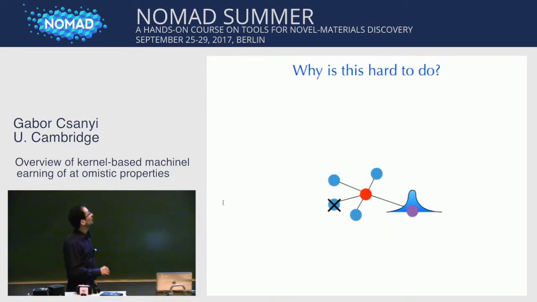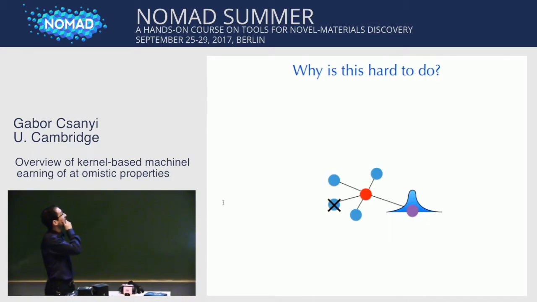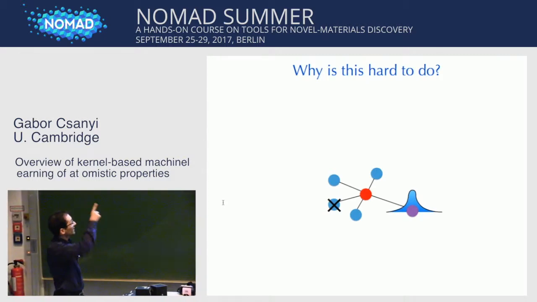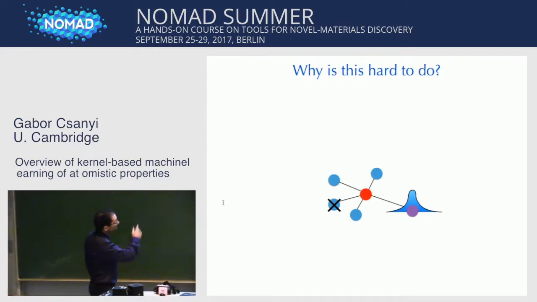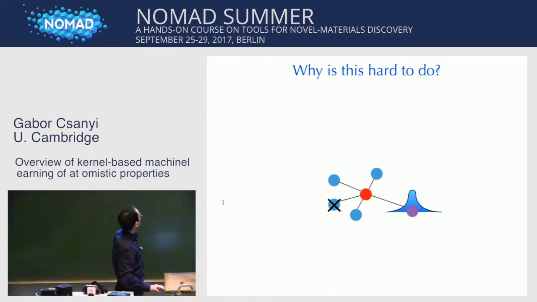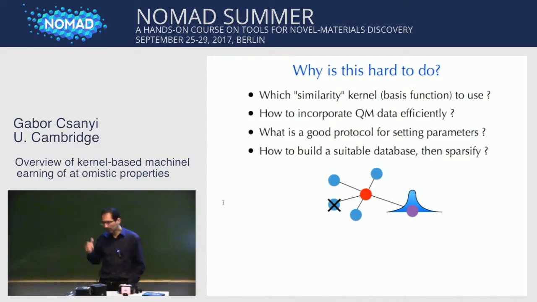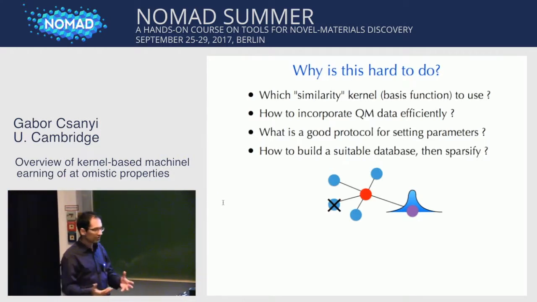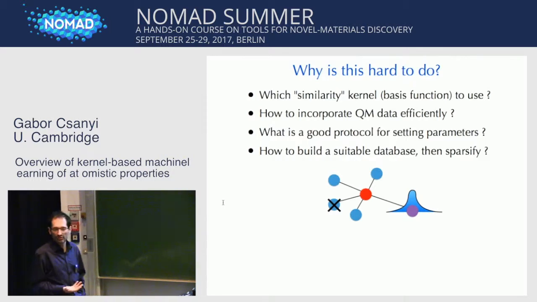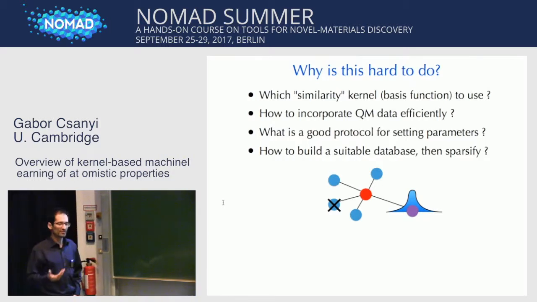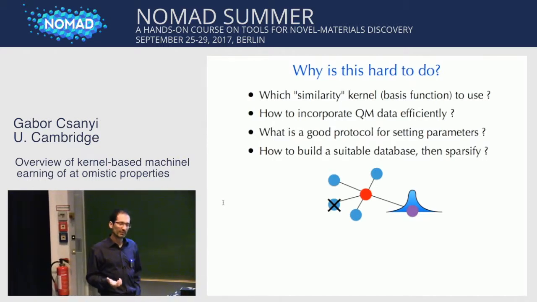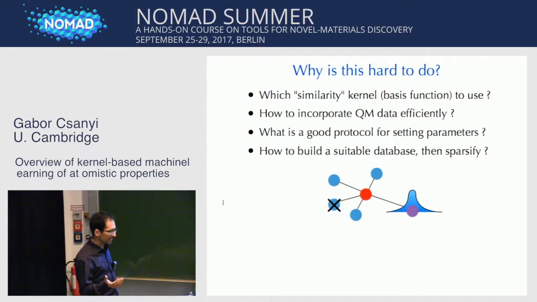So why is this hard to do? Imagine that we're trying to evaluate a function at that red location. I have database points at those blue locations with some basis function, which I drew up there. Why is this so hard? Well, there are a whole bunch of parameters or choices to be made. So which kernel is best? Do I want to always think about which kernel is best? Are there kernels that always work so that I don't have to think about them? Are there kernels which have parameters that are easier to optimize than others?